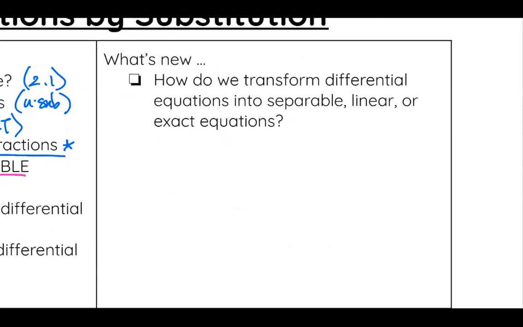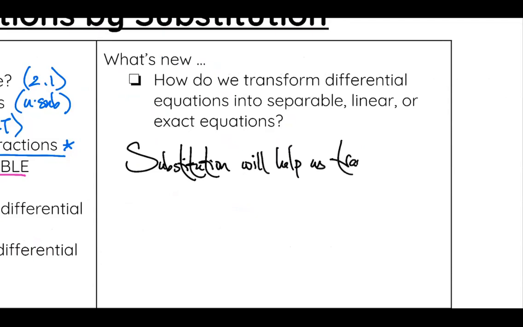Now, what's new for today is, again, that transformation. And we're going to be transforming things using a lot of substitution. So substitution will help us transform the differential equation, okay?